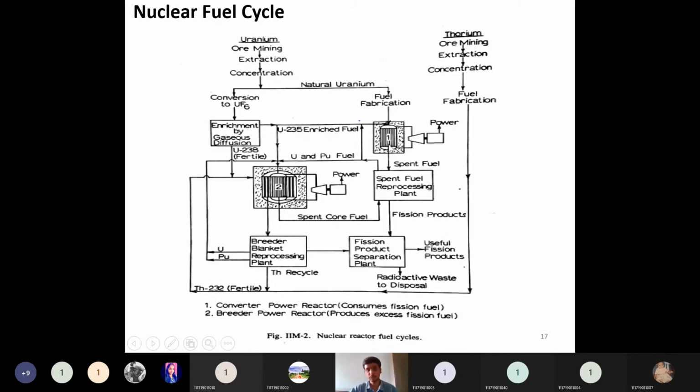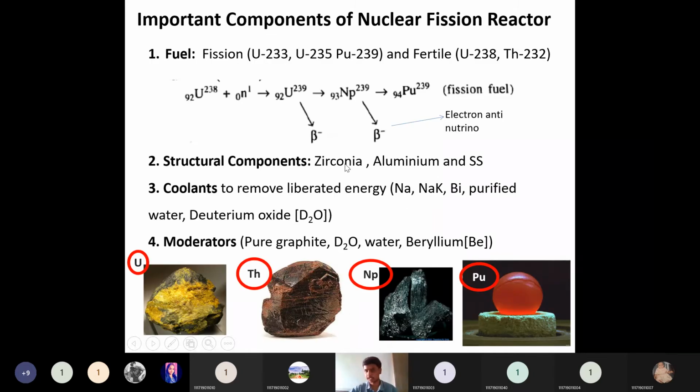So why do we have to choose only these metals as a construction material? In order not to absorb neutrons, due to their low absorption capacity, we employ this type of metals: zirconia, alumina and stainless steel.